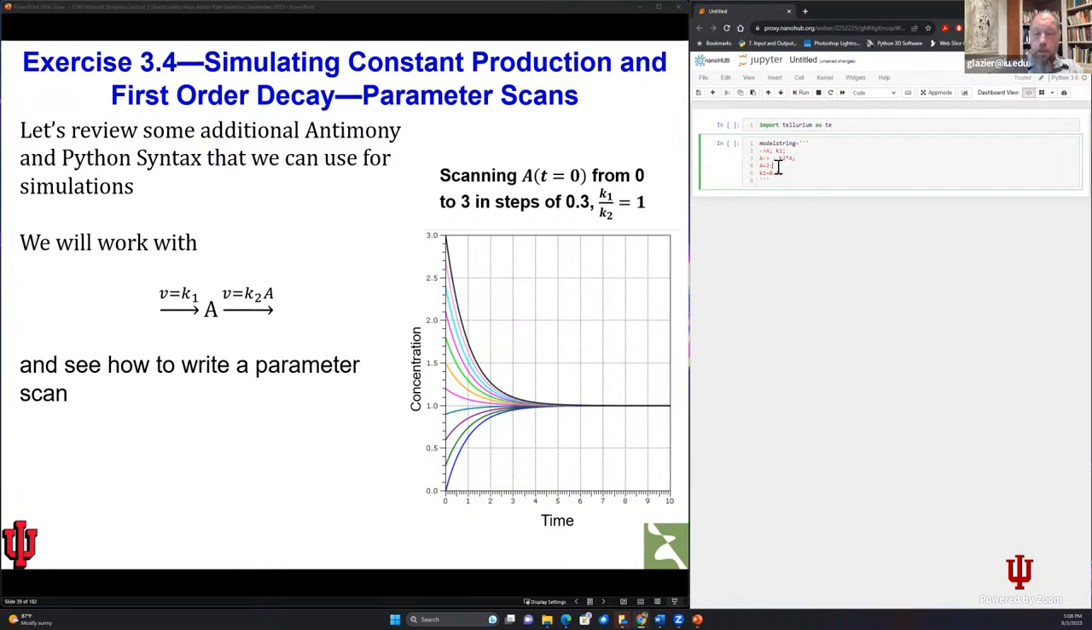So what am I doing here? I'm just typing. Again, I think it's better for you to try it on your own, but I'm just typing my arrows. Nothing goes to A at a rate K1. A goes to nothing at a rate K2 times A. And I have to define some initial concentration of A, a value for K1, a value for K2. And that's all I have to do.